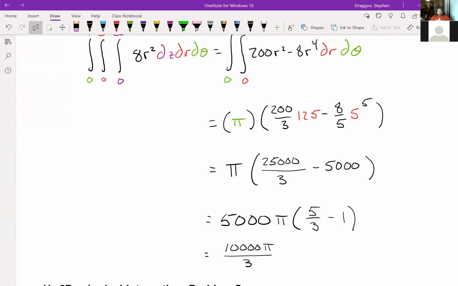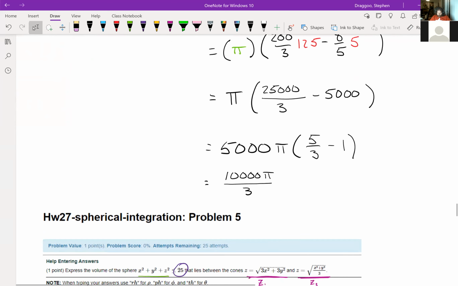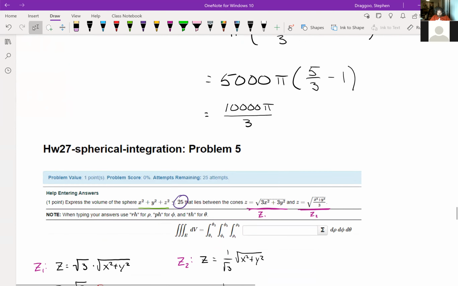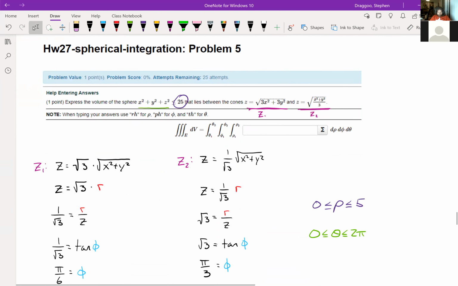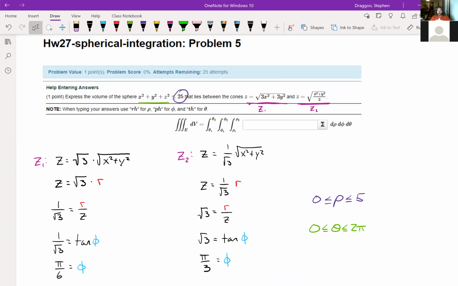Again, the real trick to this problem is making sure that you only take the top half of the circle. All right, and then on to 27. Or homework 27, which is spherical integration, another volume problem.